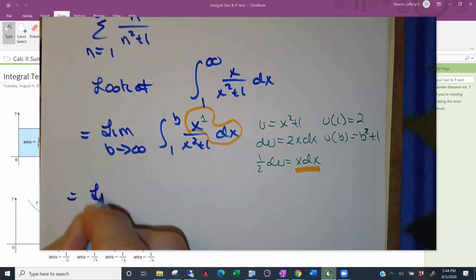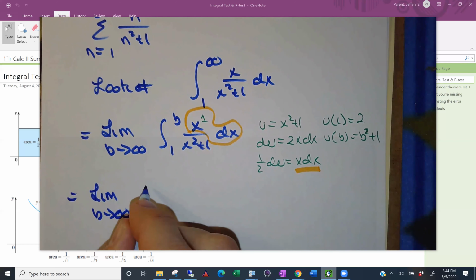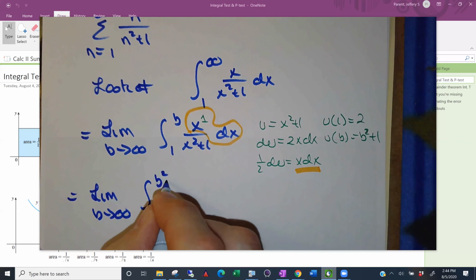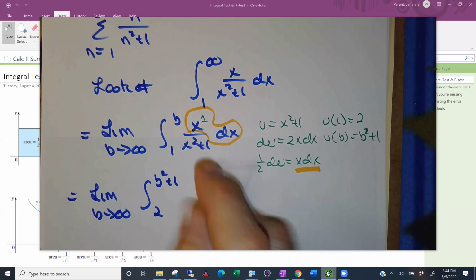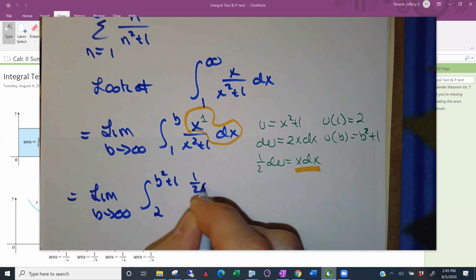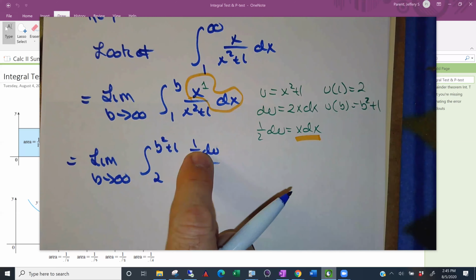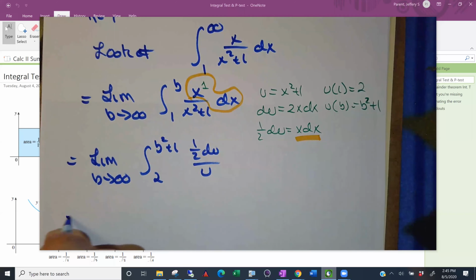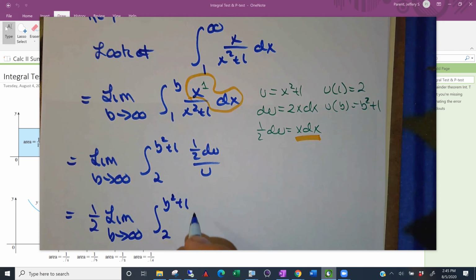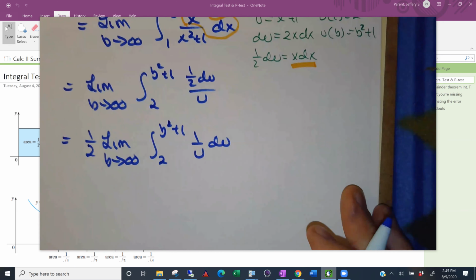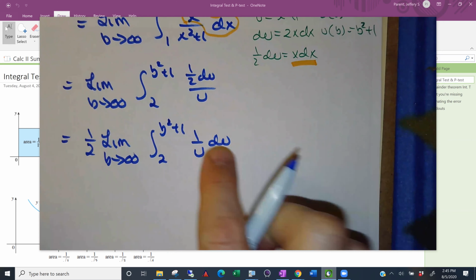So that's going to be the limit as b approaches infinity of the integral from 2 to b squared plus 1 of, well, that's 1/2 du over u. The 1/2 can come out in front of the integral. In fact, it can come all the way out in front here, since it's independent of b. 1/2 times the limit as b approaches infinity of the integral from 2 to b squared plus 1 of 1 over u du. Well, what's going to happen here?